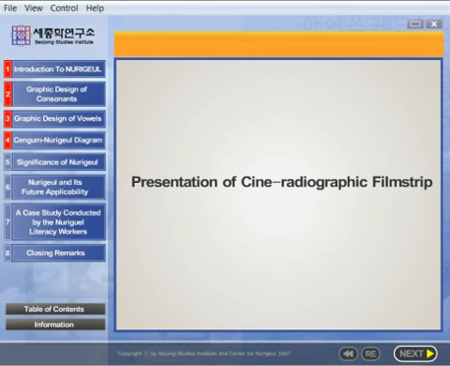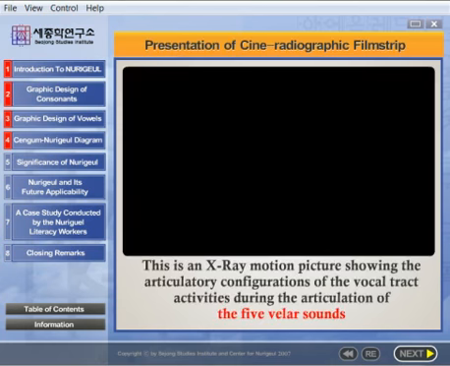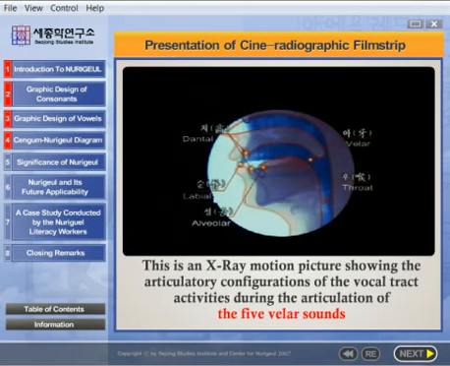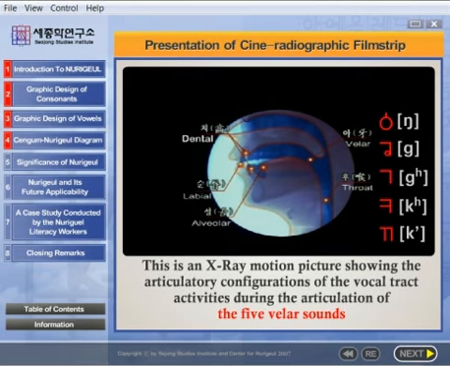Presentation of cineradiographic film strip. The part of the film strip of the X-ray motion picture during the articulation of the 5 velar sounds is shown here. This is an X-ray motion picture showing the articulatory configurations of the vocal tract activities during the articulation of the 5 velar sounds. N, G, K, K, G.